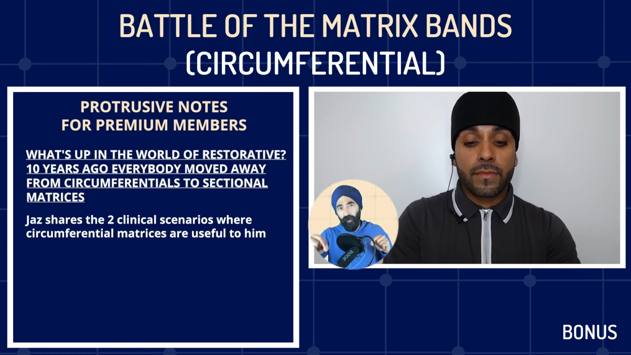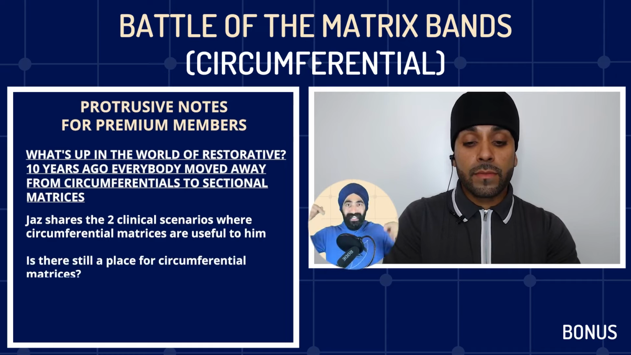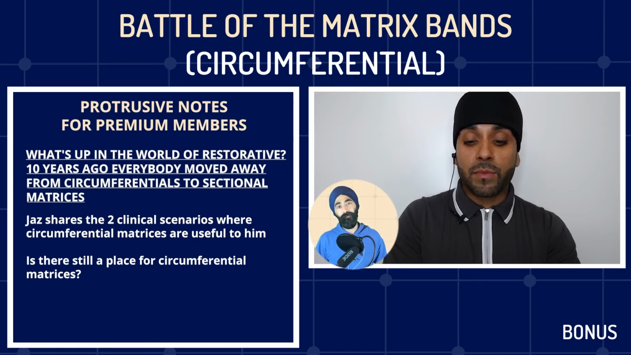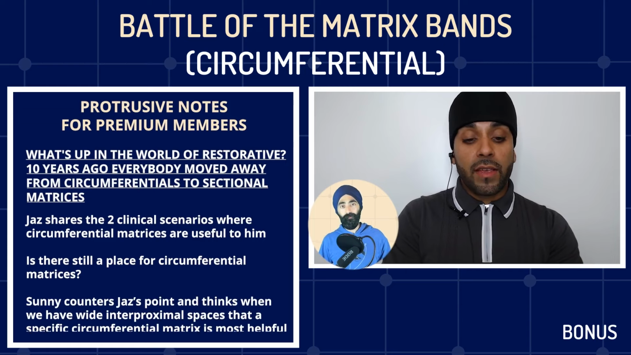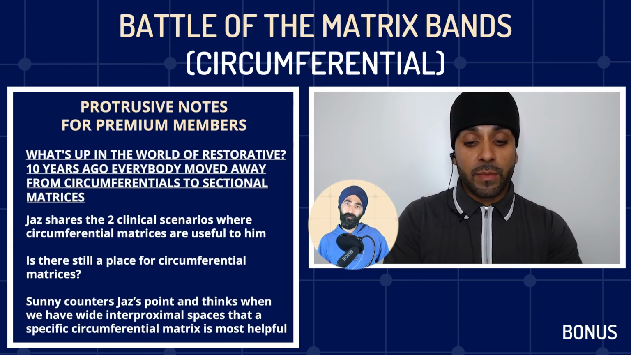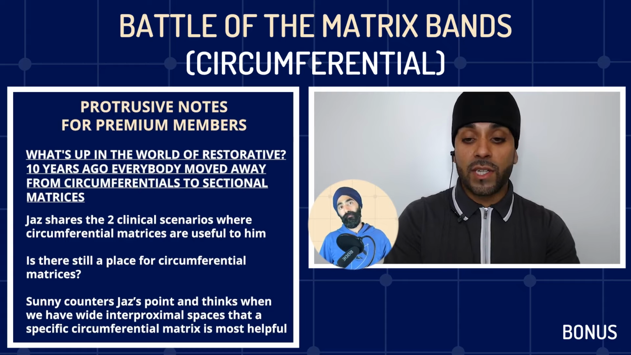But you tell me, my friend, you've been in this space a little bit longer than me. Where do you see the place for circumferential bands? Is there still a place? Yeah, I'm supremely biased, but I certainly think there is. It's very interesting that you raised that. I think circumferentials are really useful when there's a wide interproximal space, so the distance between the base of the cavity and the adjacent marginal ridge is quite wide. I think they can help us there, and sectionals can sometimes struggle. But interestingly, you've just mentioned when that's really small too.